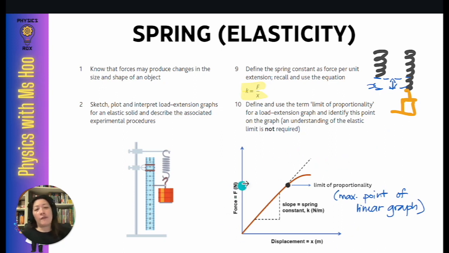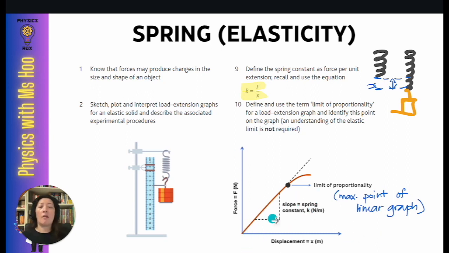From the graph, if it's a force extension graph, the slope would give us the spring constant. Now this is specifically for a load extension graph. If it was the other way, where the extension is on the y-axis and the load or force is on the x-axis, then of course that would be the inverse. But as you can see here in the syllabus guide, it does say load extension. So when they say load extension, that means load is on the y-axis, extension is on the x-axis.